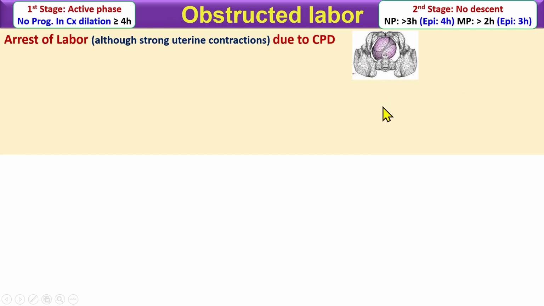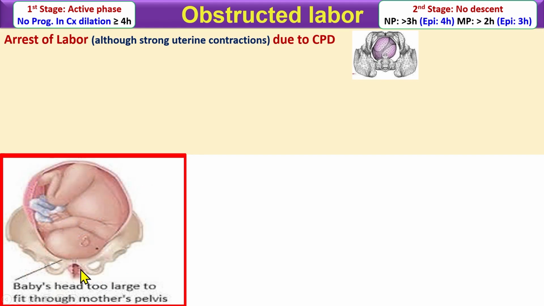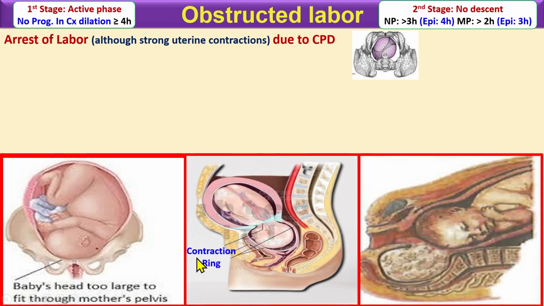What are the components associated with CPD? It means a fault in the passenger, or in the passage, or in the power. Here you can see fetal macrosomia, a large fetus which is unable to cross through the birth canal. Here you can see there is obstruction in the passage, so this arrests the labor. And here you can see there is a contraction ring around the neck of the fetus, so this prevents the progress of labor.